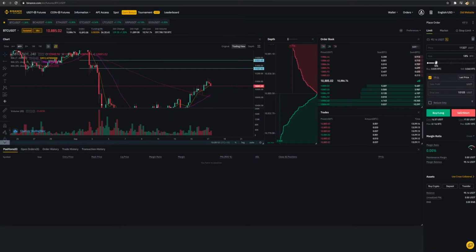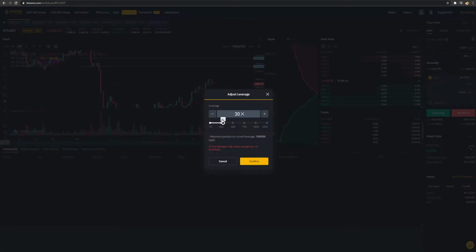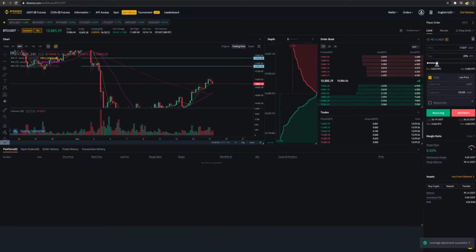There you go, so it does change. We're using the same amount of margin, 20% of our margin, but because we've changed the percentage borrowing amount off Binance, our sell amount changes. So we'll go back down to 10x, and as we move this slider, it should change the sell back down.